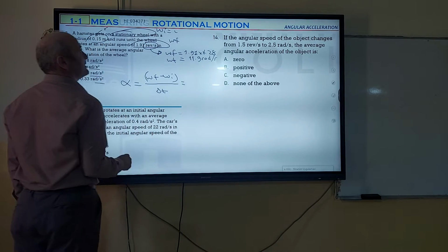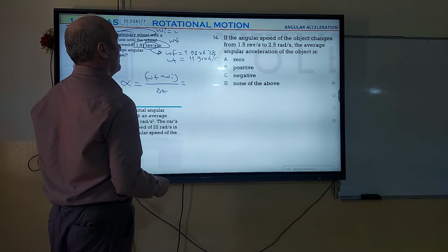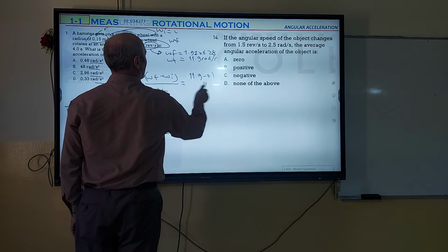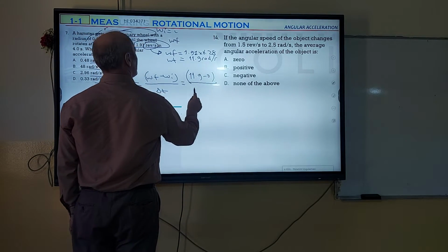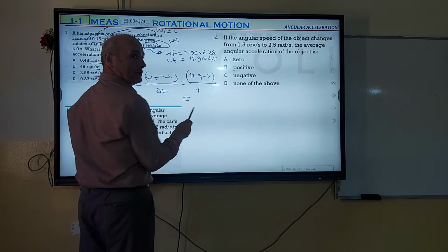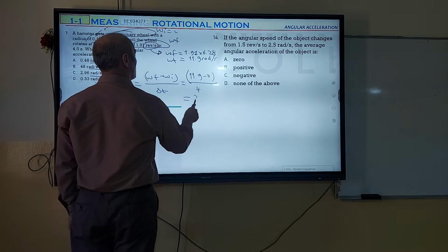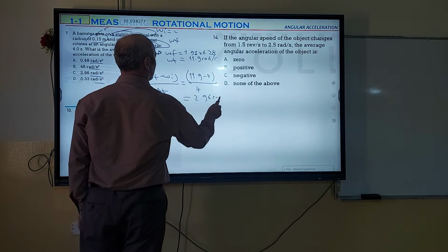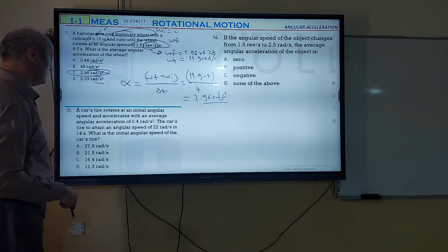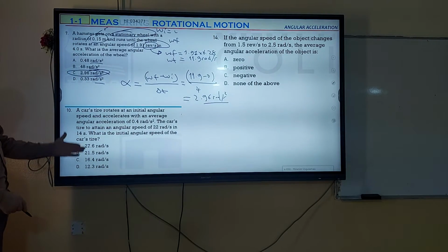Now we can go with the angular acceleration equation: omega final minus omega initial divided by delta t. Omega final is how much? 11.9. Initial is 0, divided by delta t, and the result is going to be 2.96 radians per second squared, so that's C. Okay.